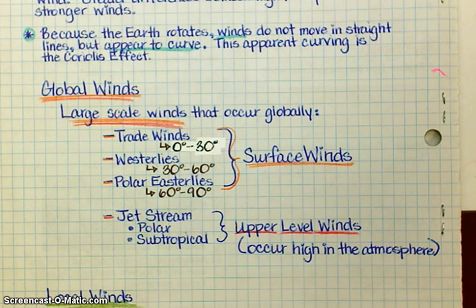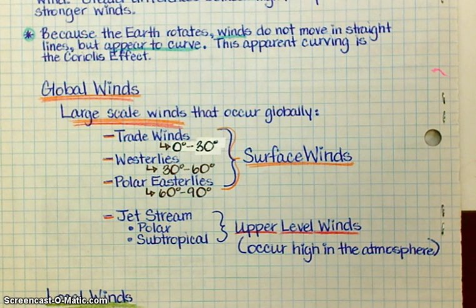Okay? All right, I'm going to move up just a tad, and let's talk briefly about global winds. Global winds are large-scale winds that occur globally. There are three basic types of global winds that act at the surface of the Earth, and they are trade winds, westerlies, and polar easterlies. Trade winds go from east to west, so they're an east wind, meaning a wind is named by the direction it flows from. So if it's going from east to west, then it's an eastern wind.